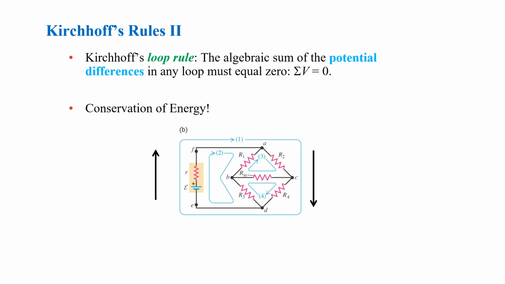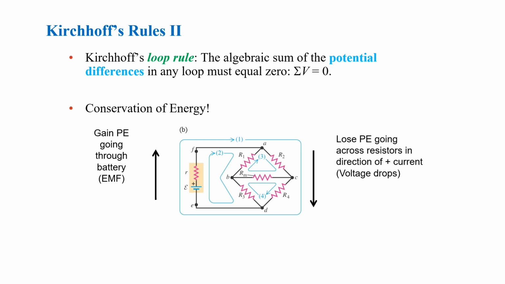For Kirchhoff's loop rule, it follows the conservation of energy. So it says that energy can neither be created nor destroyed. That's why the energy that is coming from your potential difference should be the same energy that is divided all throughout your circuit. So you gain potential energy going through the battery or your EMF, and you lose potential energy going across resistors in the direction of positive current where your voltage drops.